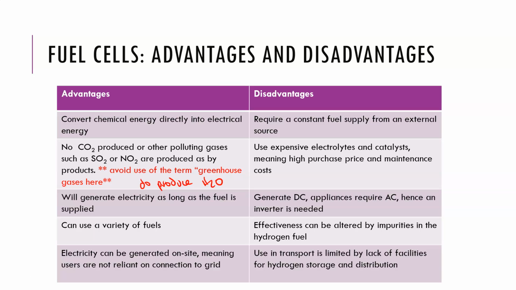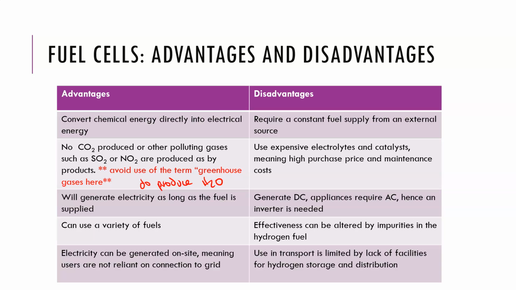This electricity, though, is DC. It's direct current, and the majority of the energy that we use in our homes is AC, so we'll need an inverter. This is much the same if you've had any experience with solar power. You need an inverter to use that solar power in your home.